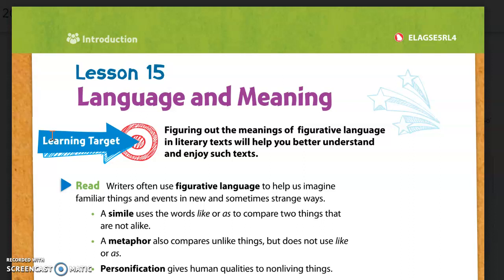It's all about language and meaning, and your learning target is to figure out the meanings of figurative language in literary text and how that can help you better understand and enjoy such text. So, you want to try to figure out what they mean when they're using figurative language. Sometimes that can be difficult because there are so many phrases out there that you may not be familiar with, honestly. So you have to break it down and use context clues to help you know what they mean. It also helps to understand what kind of figurative language you're looking at.